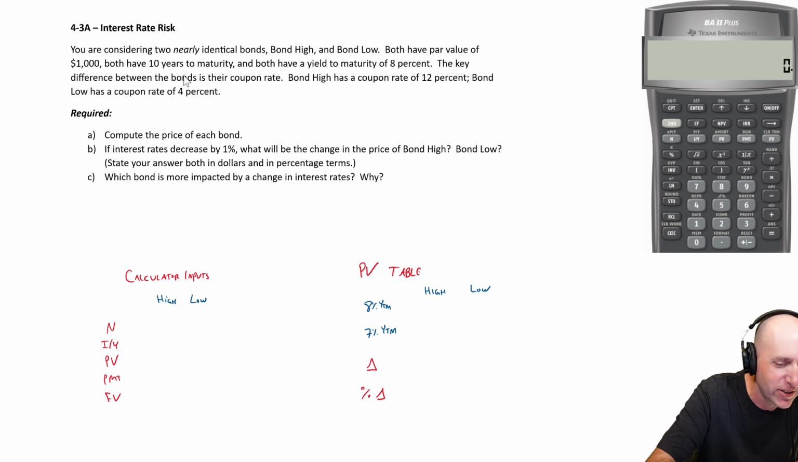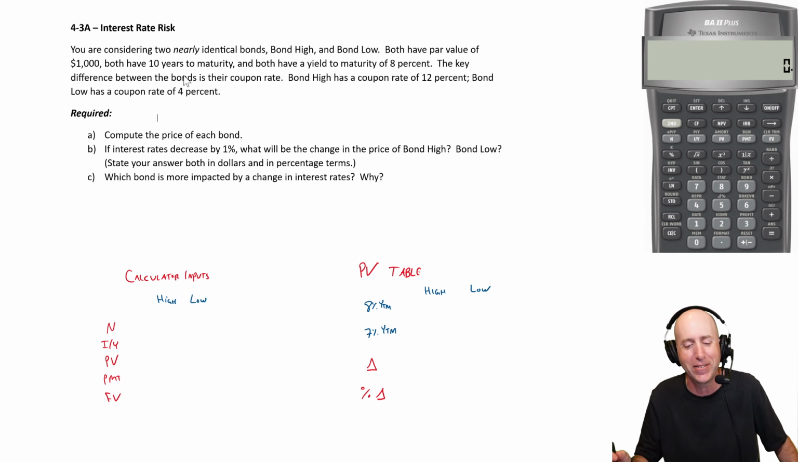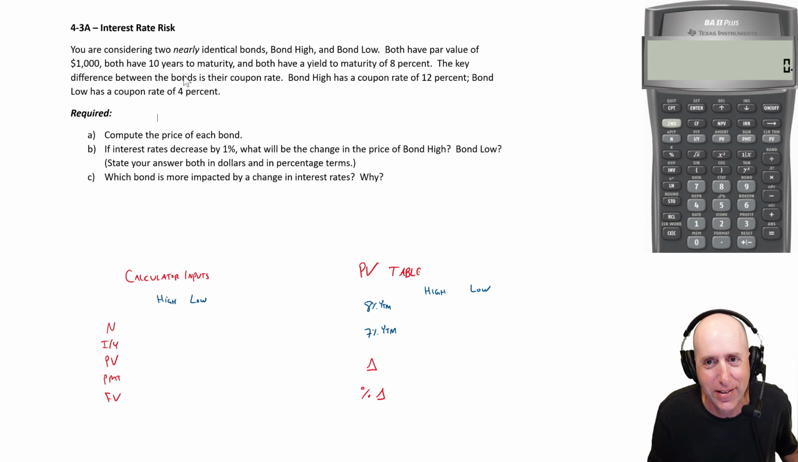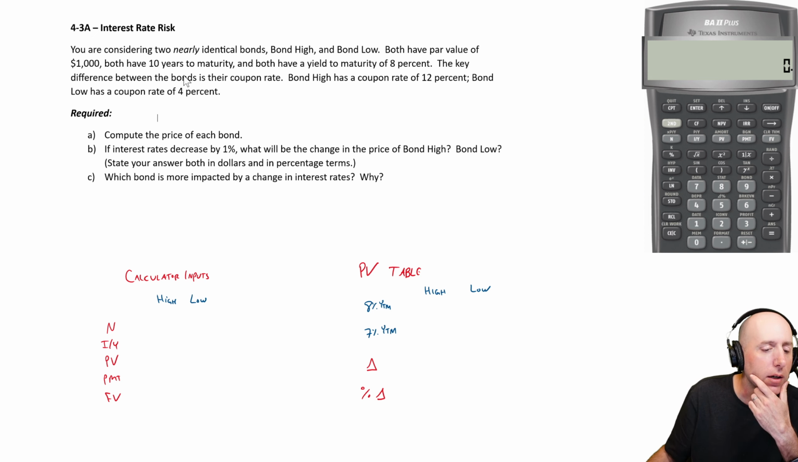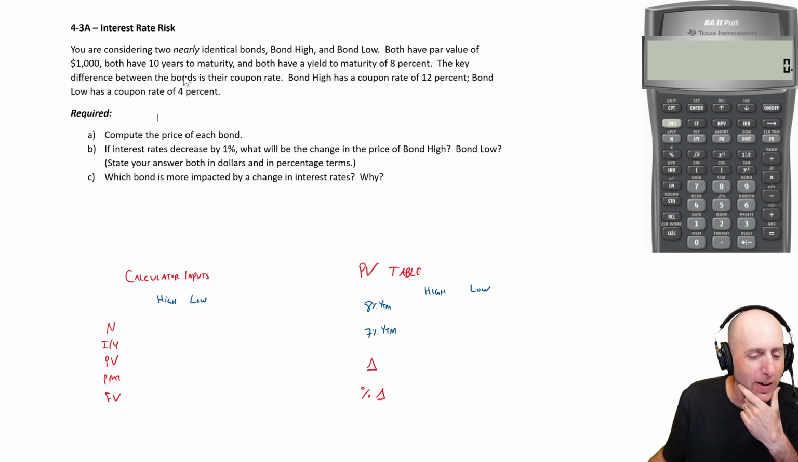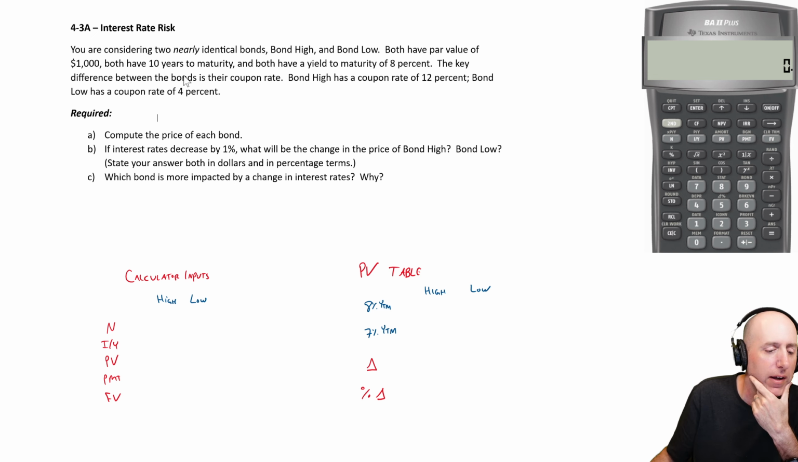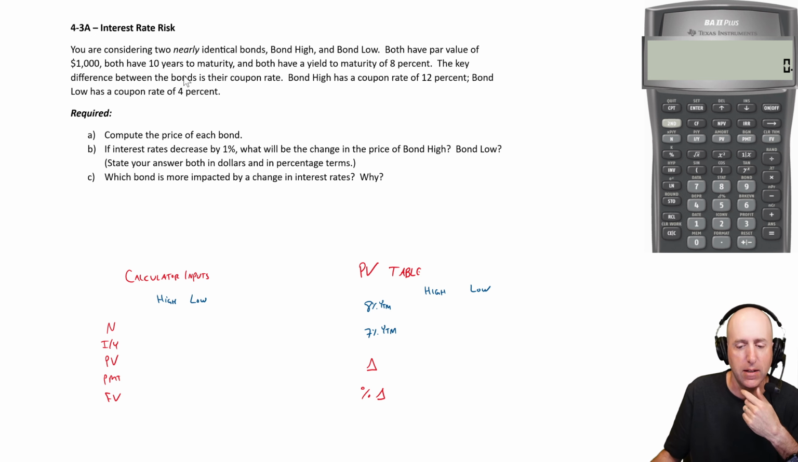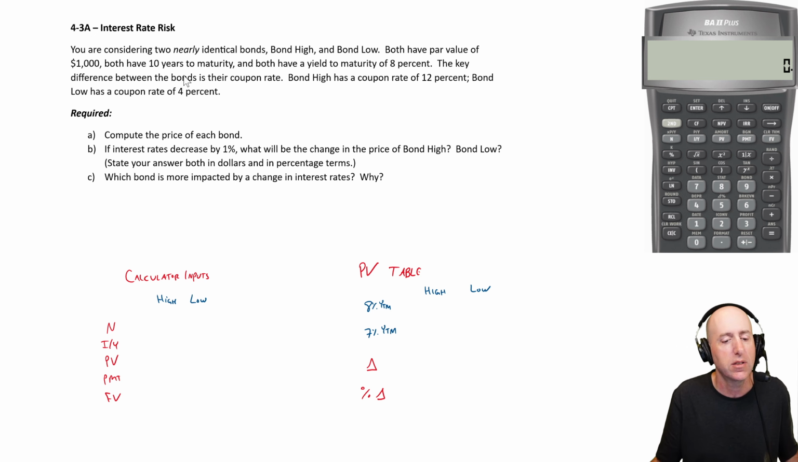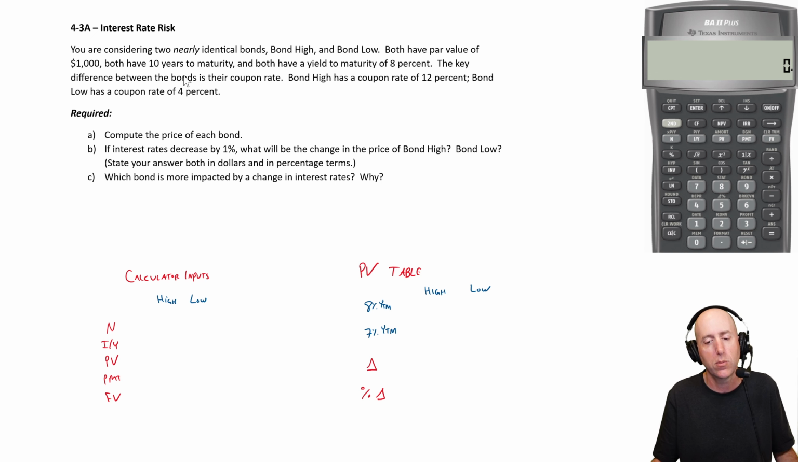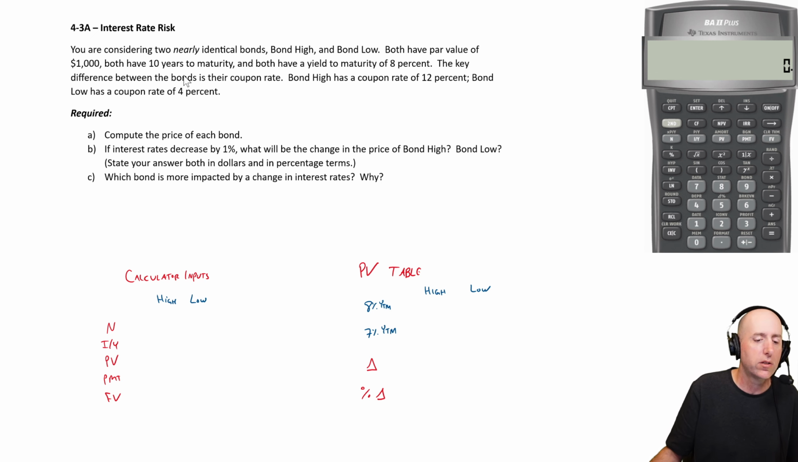But we haven't even read the question. So let's read the question and solve it, and we'll test that hypothesis as we go. If you are considering two nearly identical bonds, bond high and bond low. Both have a par value of $1,000, both have 10 years to maturity, and both have a yield to maturity of 8%. The key difference between the bonds is their coupon rate. Bond high has a coupon rate of 12, bond low has a coupon rate of 4.